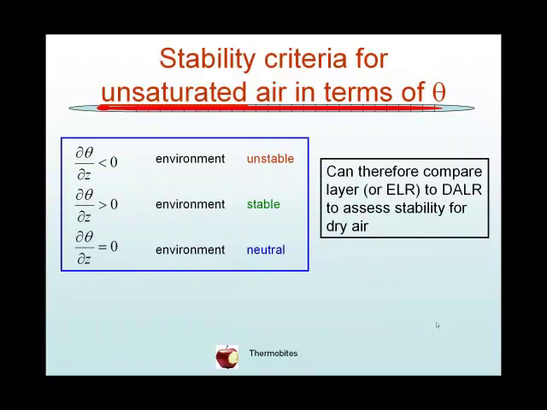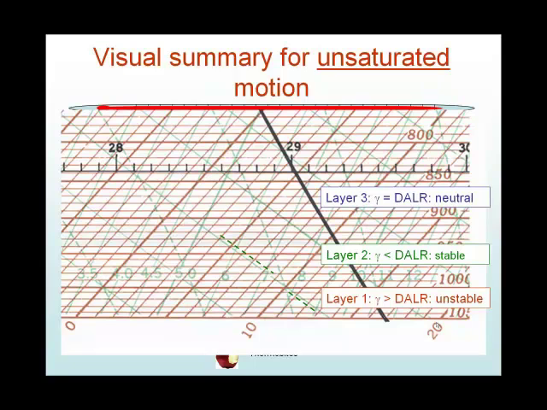So if dtheta/dz is less than 0, then the environment is unstable. It means that the environment cools more rapidly than the parcel of air. If dtheta/dz is greater than 0, then the environment is stable. The parcel of air cools more rapidly than the environment. And if dtheta/dz is 0, then the environment and the parcel of air cool at the same rate, and so we have neutral stability. So we can compare the environmental lapse rate to the dry adiabatic lapse rate and assess the stability of air, and that's done graphically here.